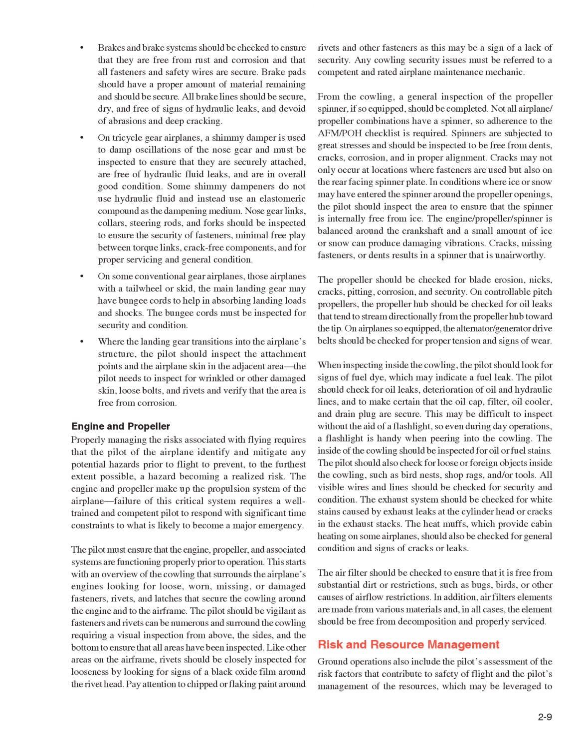When inspecting inside the cowling, the pilot should look for signs of fuel dye, which may indicate a fuel leak. The pilot should check for oil leaks, deterioration of oil and hydraulic lines, and to make certain that the oil cap, filter, oil cooler, and drain plug are secure. This may be difficult to inspect without the aid of a flashlight, so even during day operations, a flashlight is handy when peering into the cowling.